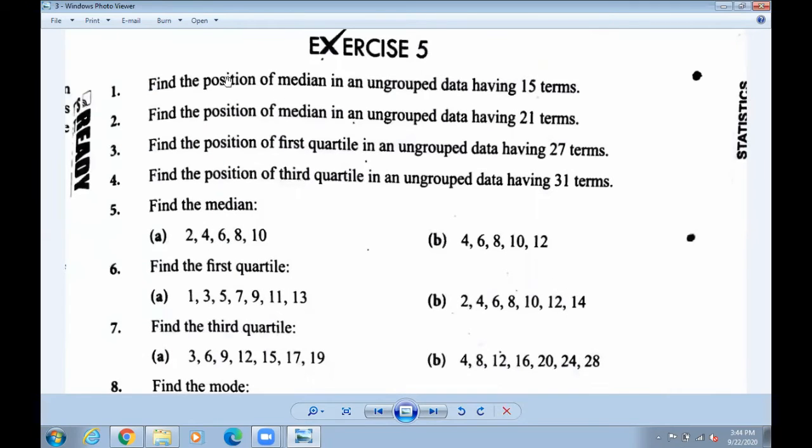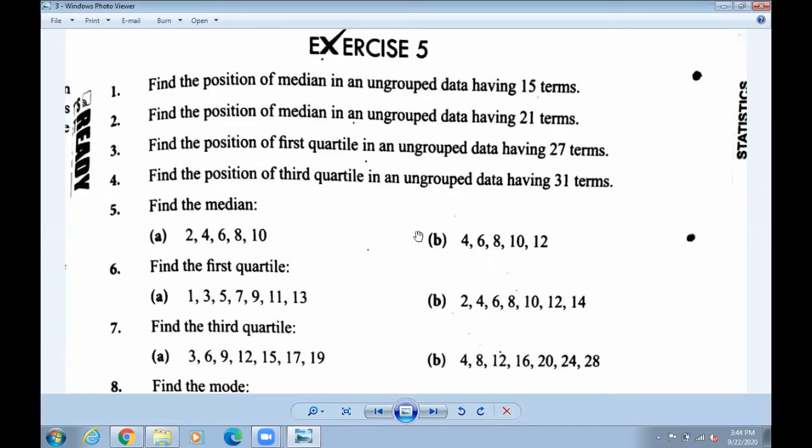Find the position of median in an ungrouped data having 15 terms. Position means the item number. How many numbers are there? 15 numbers are there. So what is the formula of median?